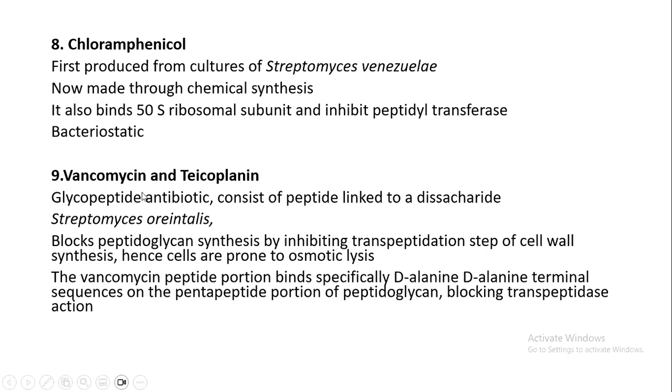Next is vancomycin and teicoplanin. These are glycopeptide antibiotics and consist of peptides that are linked to a disaccharide. They are synthesized by Streptomyces orientalis. These block peptidoglycan synthesis by inhibiting the transpeptidation reaction of cell wall synthesis, and hence the cell wall is prone to osmotic lysis. Vancomycin's peptide portion binds specifically to the D-alanine terminal sequences on the pentapeptide portion of peptidoglycan, blocking the formation of crosslinks by the enzyme transpeptidase.